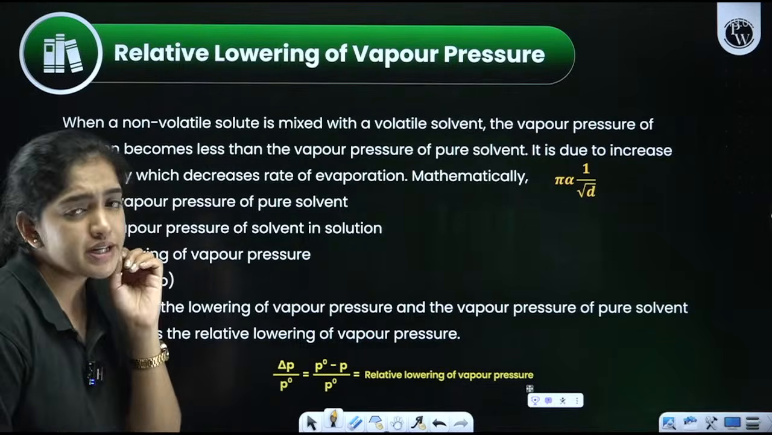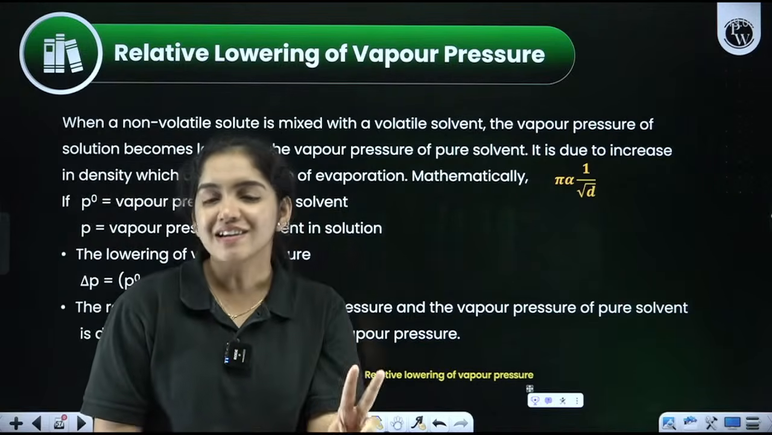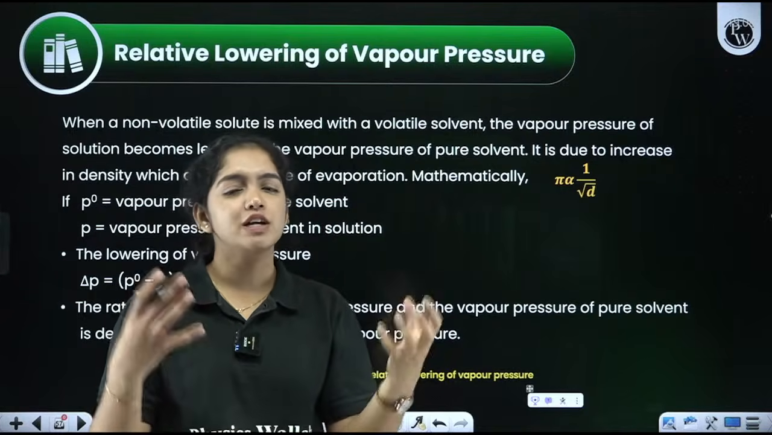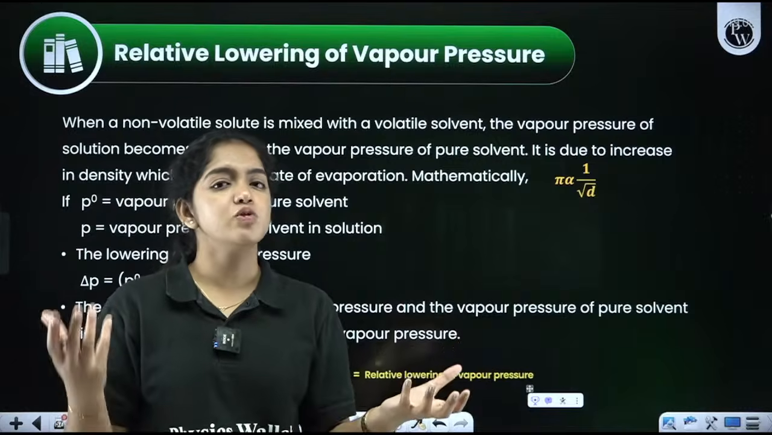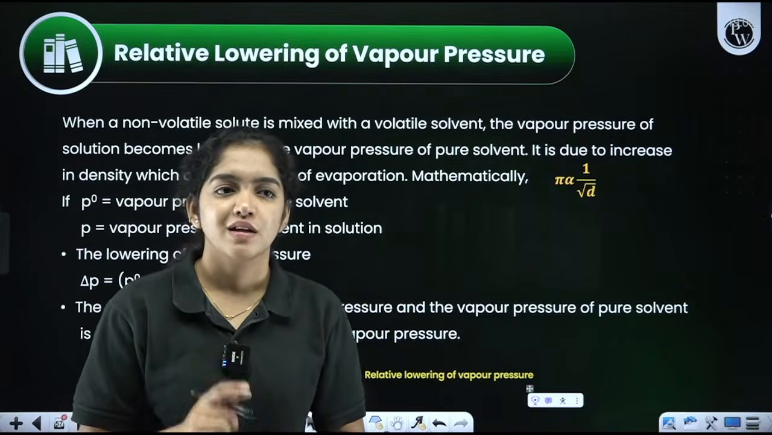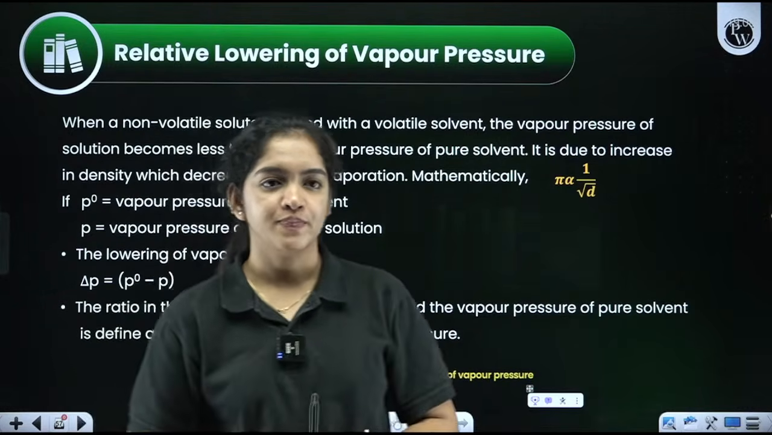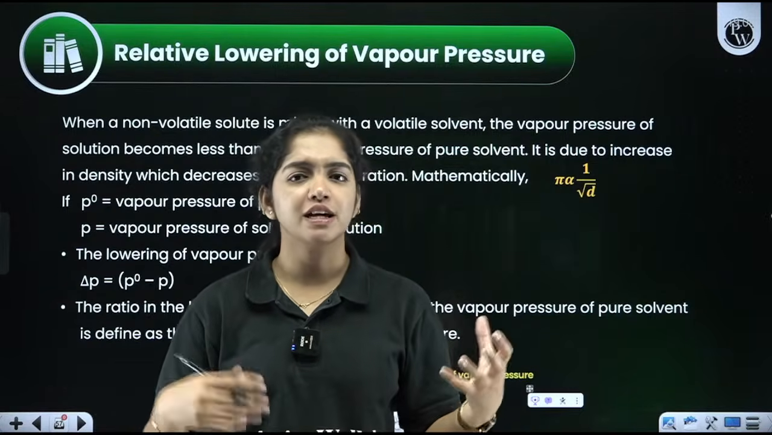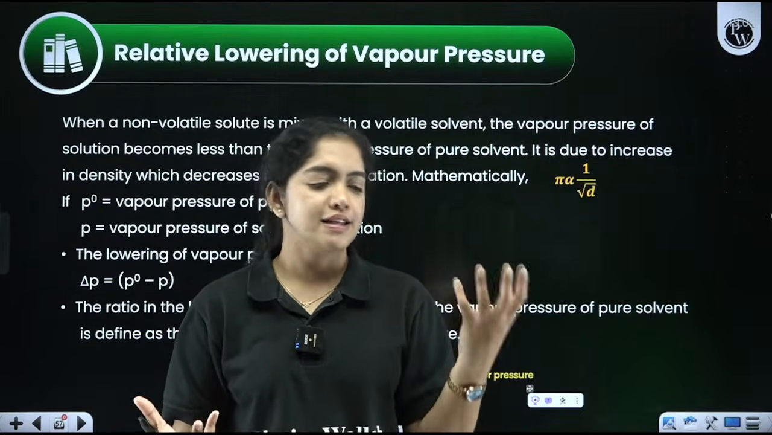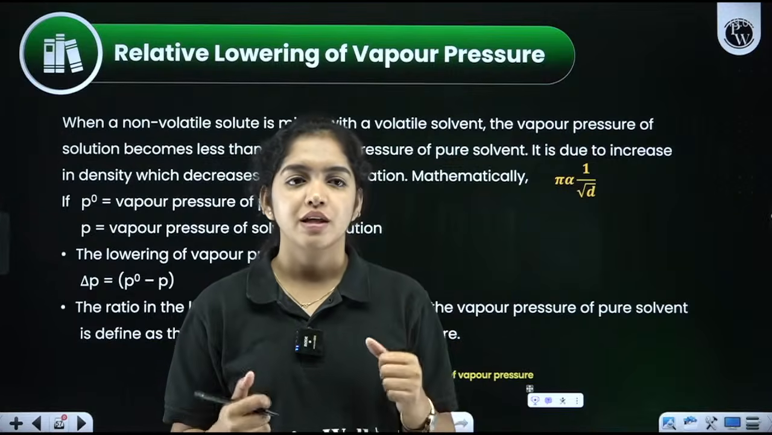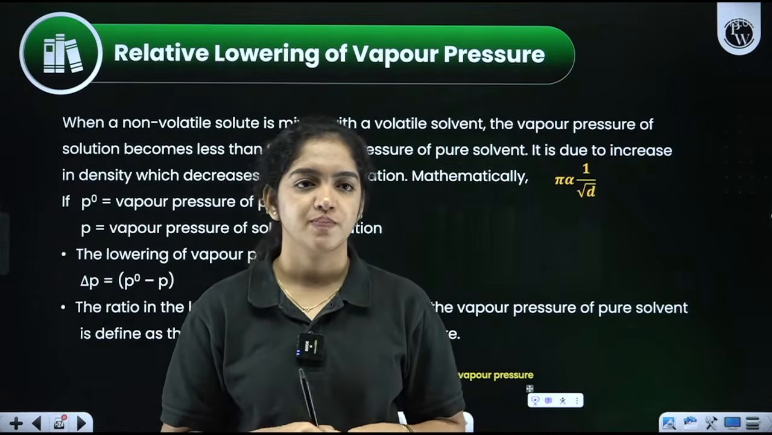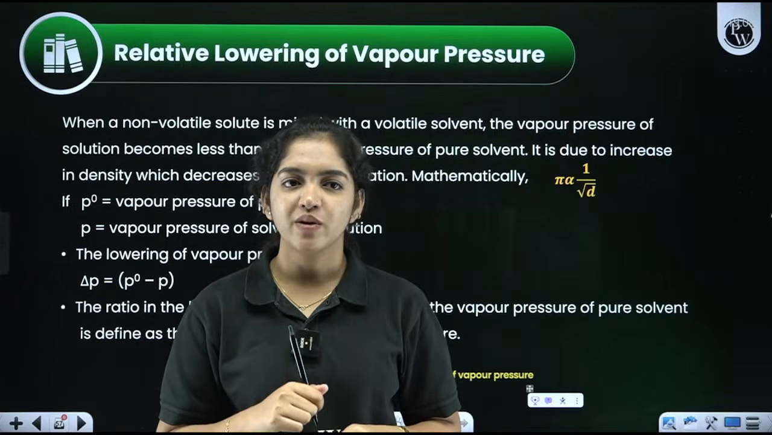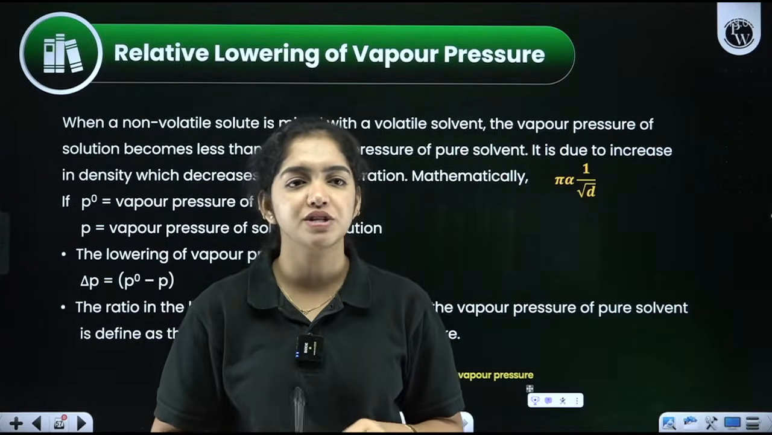When will the vapor pressure decrease? We already learned in the beginning that if you take two beakers, one only with water and one with sugar and water, which will have more vapor pressure? Who will comment the answer? That's very easy. Which will have more vapor pressure and which will have less vapor pressure? Tell.